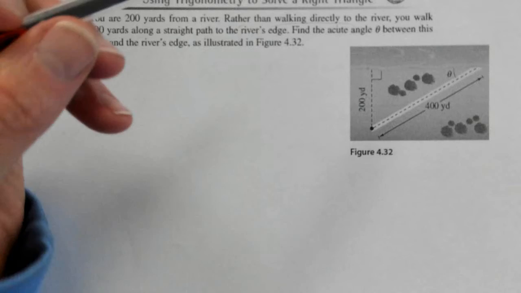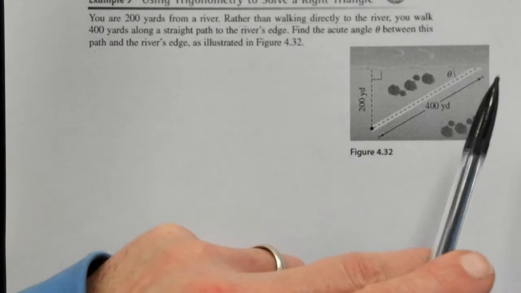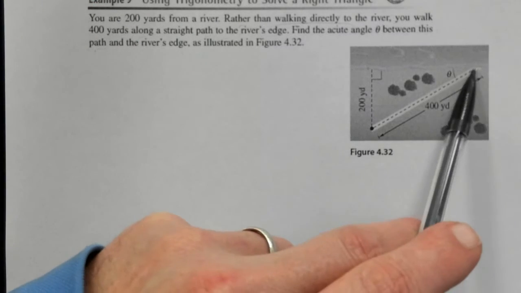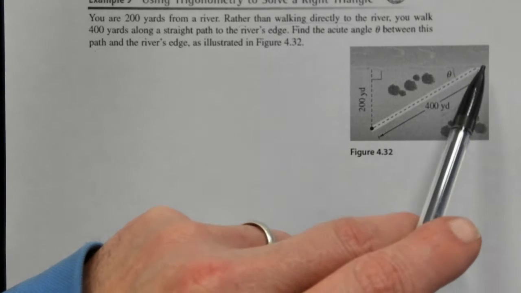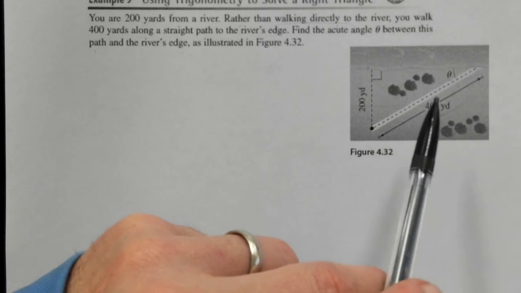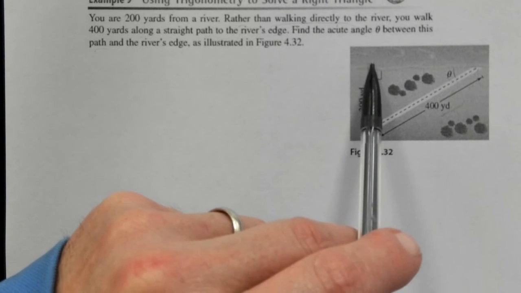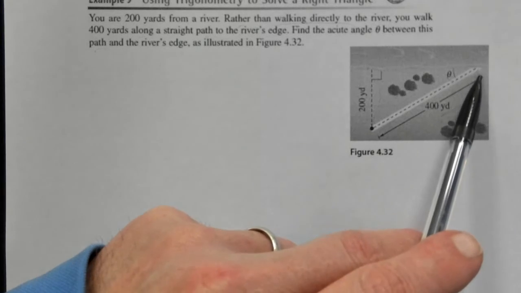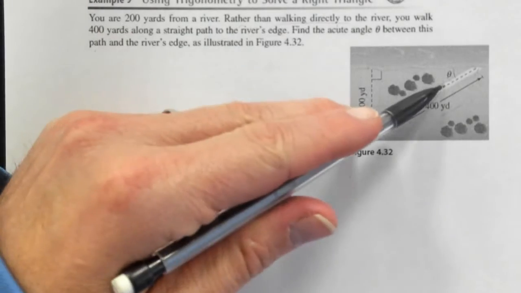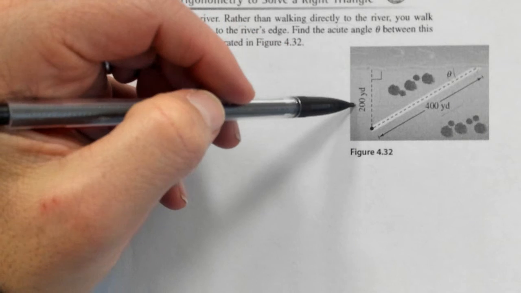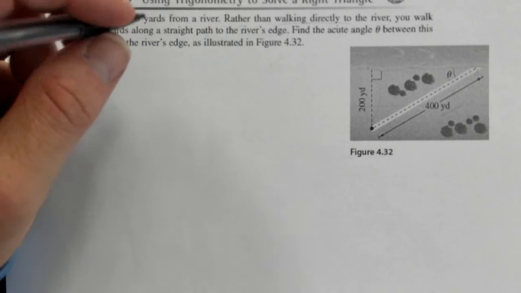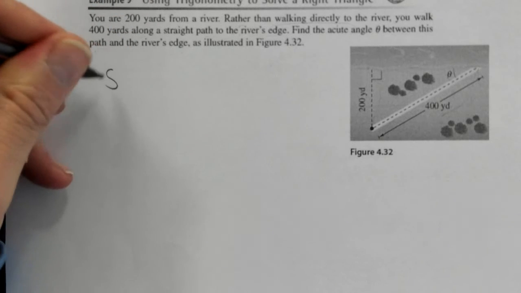All right, so we're trying to find the angle from that path you take and the river's edge. So this is the angle that we're looking at. Okay, and what we're trying to figure out is if this distance is 200 and this distance is 400, then what's this angle? Well, let's look and see what parts we have so that we can decide which trig function to use. So we have 200, which is the opposite, and we have 400, which is the hypotenuse. Opposite and hypotenuse, let's use sine.